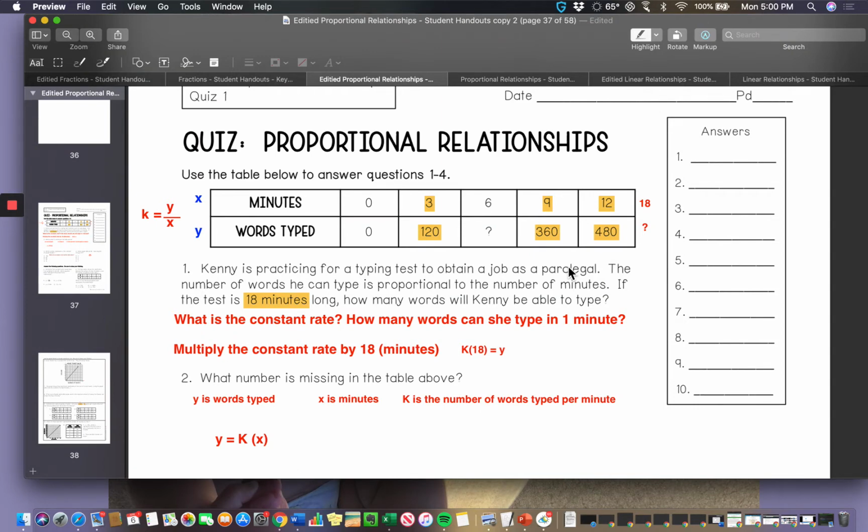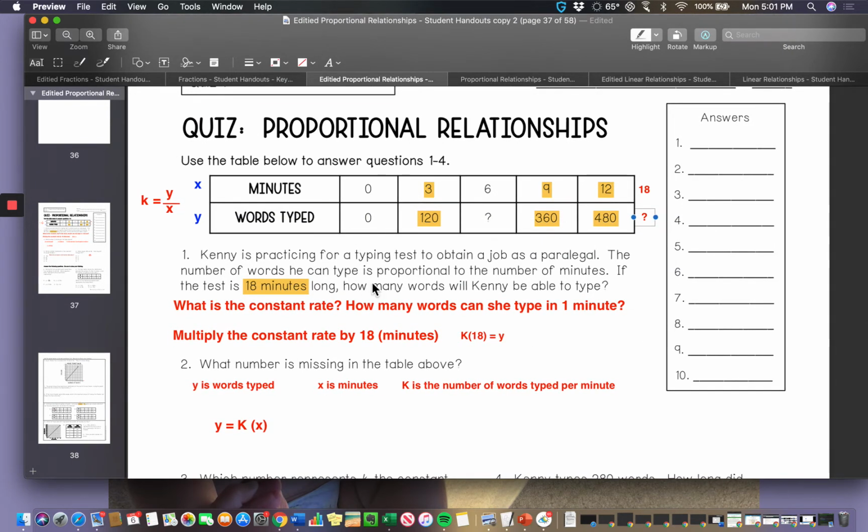Once you've done that, and figured out what it's increasing by each time, you can multiply that by 18. So just figure out your constant, Y divided by X, and multiply that number by 18 to give you your answer right here.